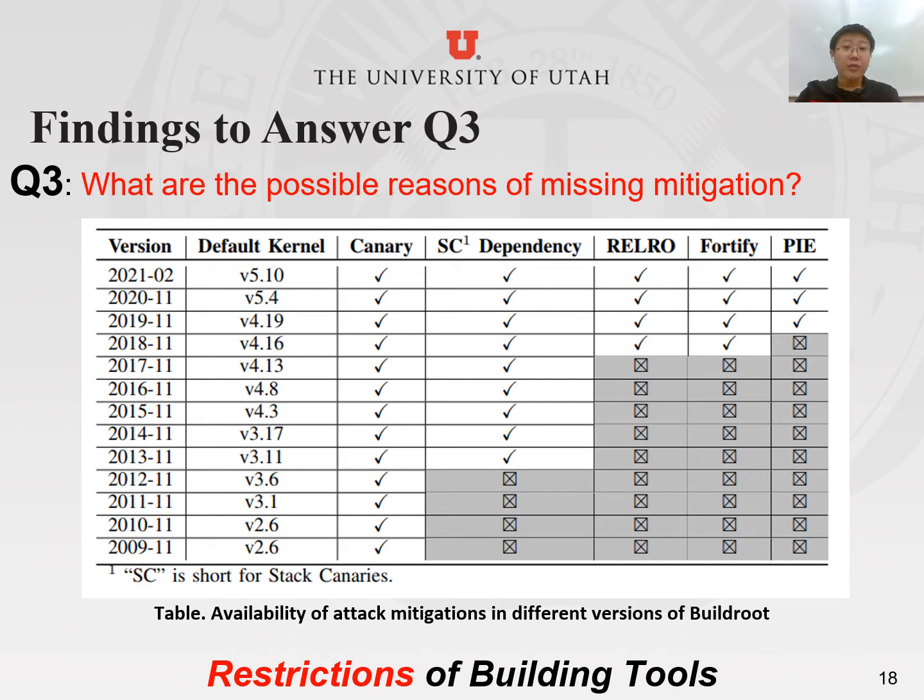Remember, the third question to answer is to figure out the possible reasons of missing mitigation. The first potential explanation comes from the restriction of building tools. The table presents the availability of mitigation in different versions of Buildroot, which is an automatic building tool used by many vendors. We can see many of the mitigations are not available before 2012. More mitigations are enabled after 2017. If the vendor didn't update the building tools in time, they would not be able to apply those mitigations to their products.